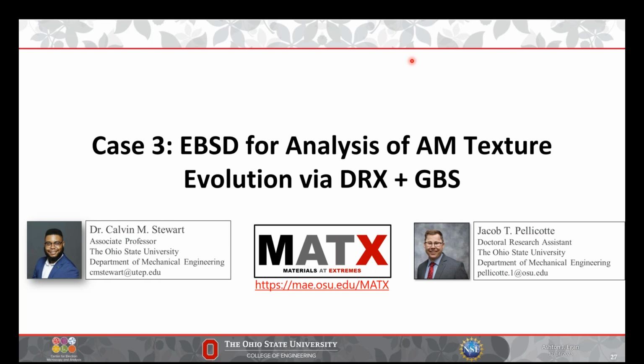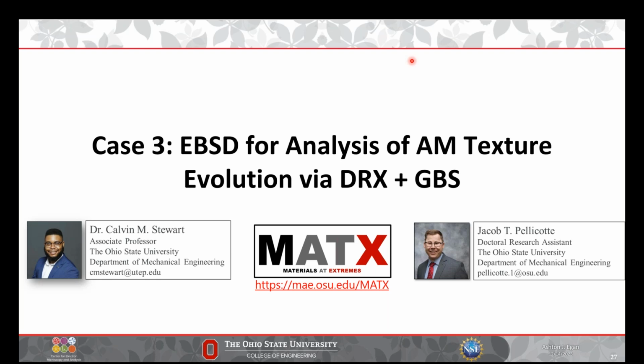Okay, so now I'll pivot a little bit and talk about a third case, and this is less TEM and ECCI, and more just looking at EBSD and what this can tell us for analysis of additively manufactured alloys, like what the texture evolution is basically from, okay, this is the as printed and heat treated material, now we deform it, and then how that evolves with deformation. And so basically this was a project by Dr.